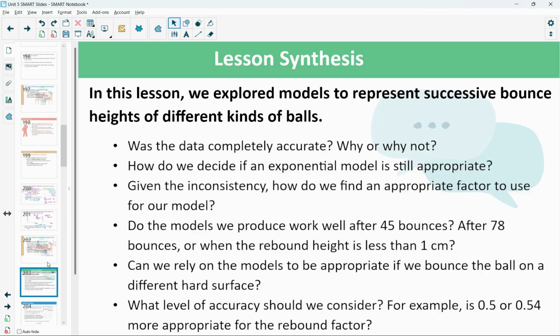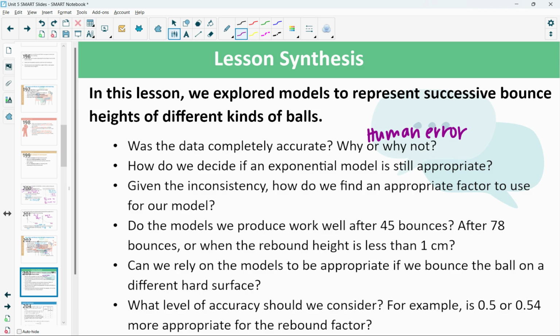All right, for the lesson synthesis, was the data completely accurate? Why or why not? No, because we think there was something wrong in that third bounce of the first one. And you're always going to have human error when you're doing something, so sometimes stuff can be wrong. We saw that one ball where it was mostly 53%, and then the third bounce was at 47. And that told us something felt weird.